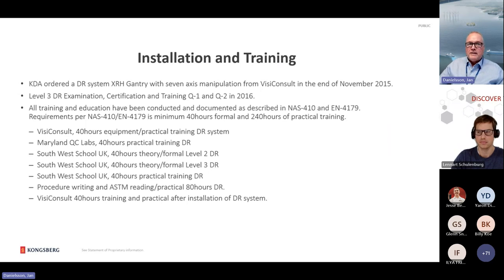Here is the installation and training that I mentioned before. Kongsberg ordered the DR system, an XRH gantry with 7-axis manipulation, from VisiConsult at the end of November 2015. The level 3 DR examination, certification and training was in the first and second quarter of 2016. All training and education have been conducted and documented as described in NAS 410 and EN 4179. The requirement per NAS 410 and EN 4179 is a minimum of 40 hours formal and 240 hours of practical training.